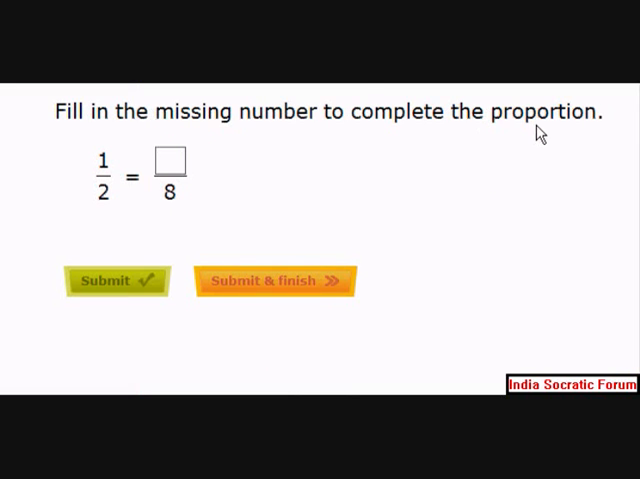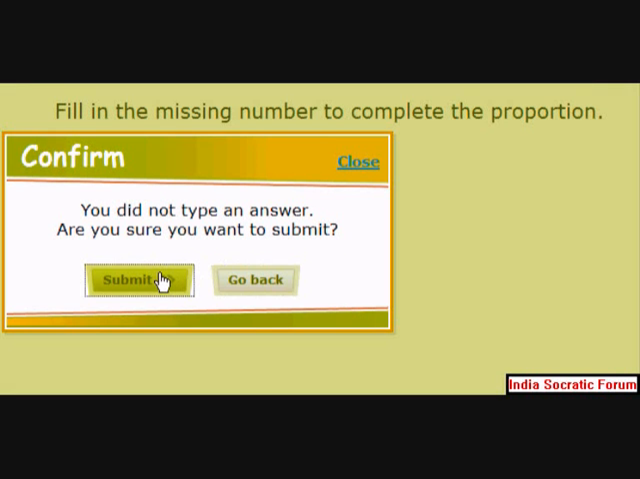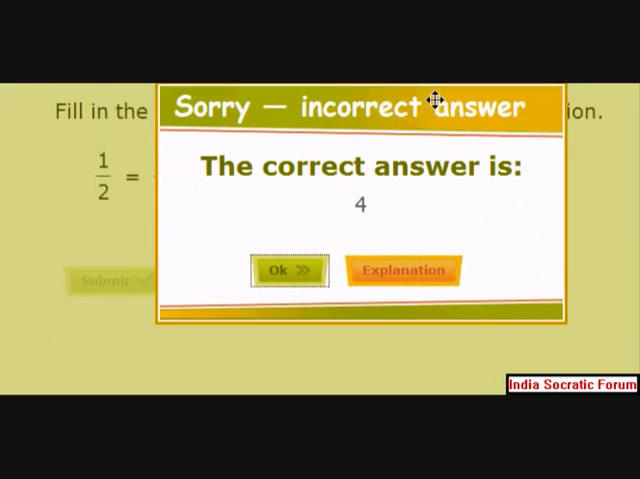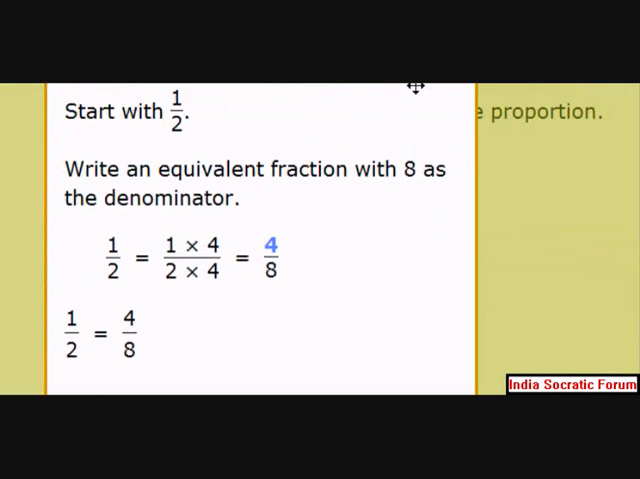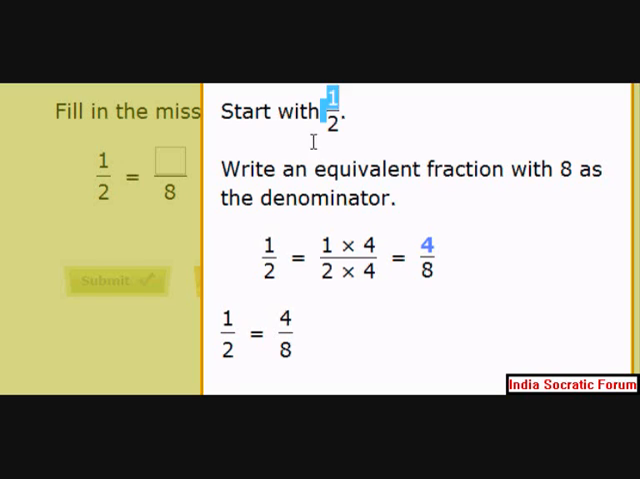Fill in the missing number to complete the proportion. 1 by 2 equals what by 8? Find the proportion and write it down. The answer is 4. Good. How did we get it? Start with 1 by 2. Write an equivalent fraction with 8 as denominator. How do we get it? 2 times 4 is 8. So multiply the numerator by 4. So 1 times 4 is 4. The answer is 4. 1 by 2 equals 4 by 8.